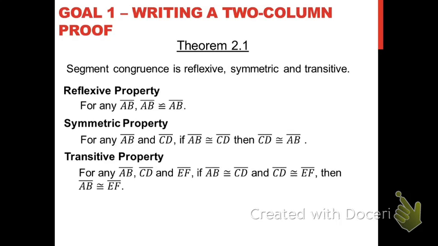Also, segment congruence is transitive. If I know that segment AB is congruent to segment CD and segment CD is congruent to segment EF, or in other words, that segment AB and segment EF are both congruent to the same segment CD, then segment AB has to be congruent to segment EF. Alright, you're familiar with how those properties work. It's just now that we're talking about congruence instead of equality. Alright, there is a difference there.